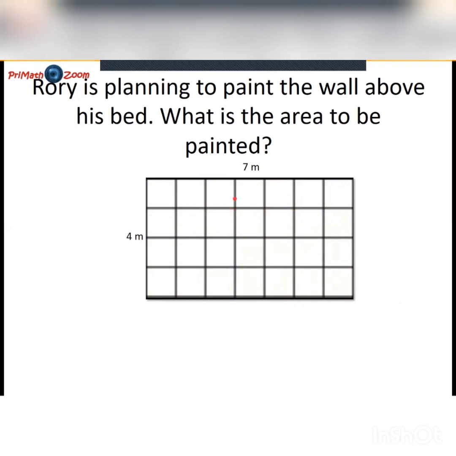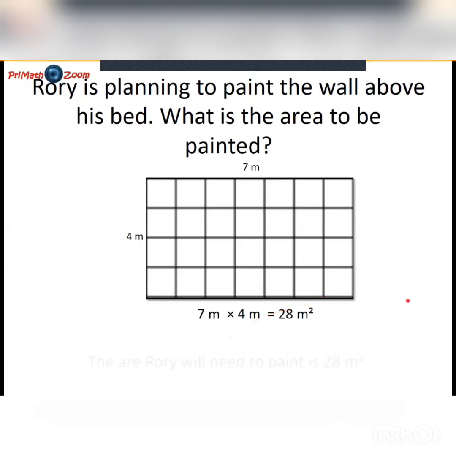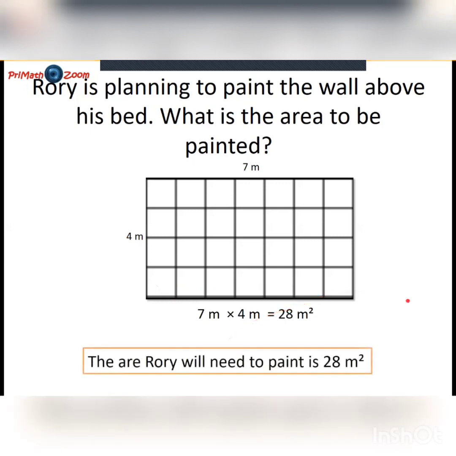1, 2, 3, all the way to 24, 25, 26, 27, 28. Yes, we got 28 squared meters. So here we could say that the area that Rory will need to paint is 28 squared meters.